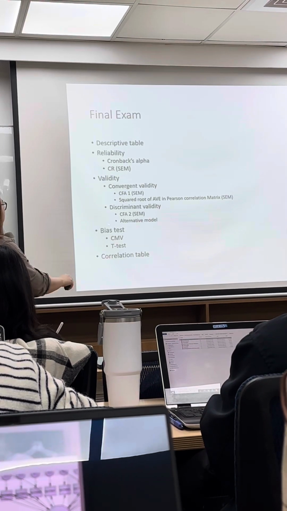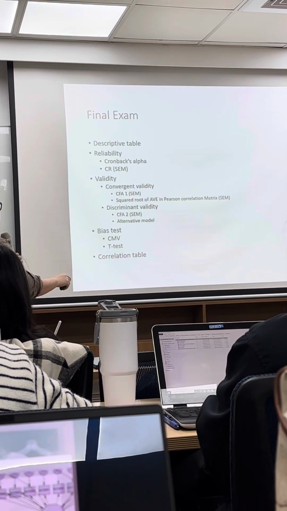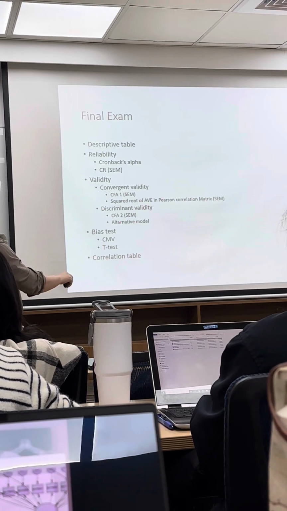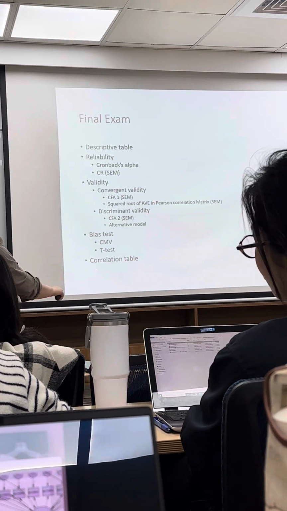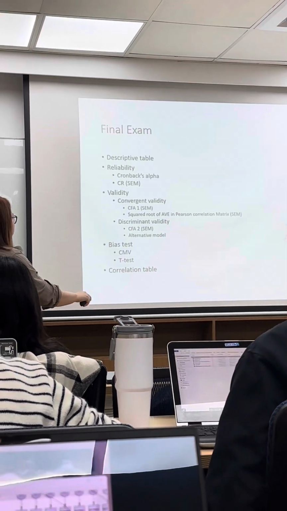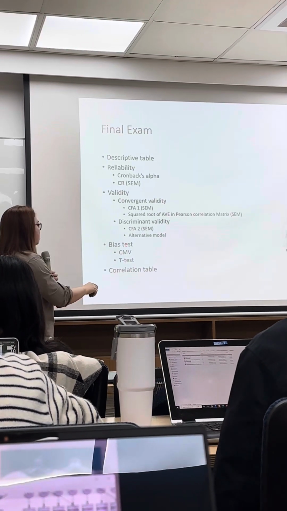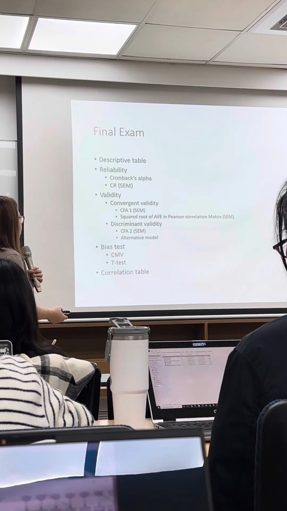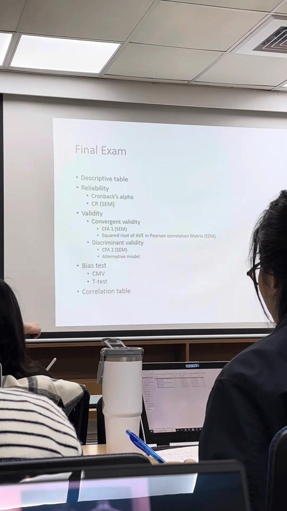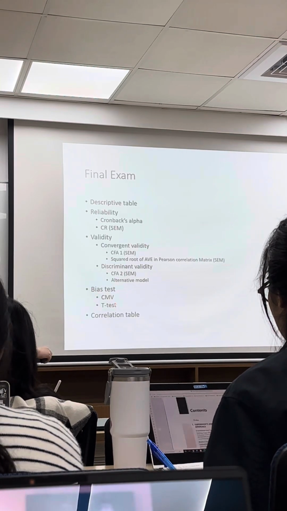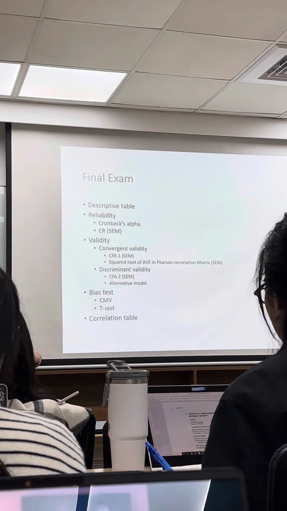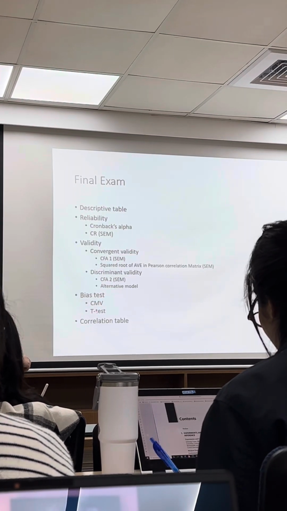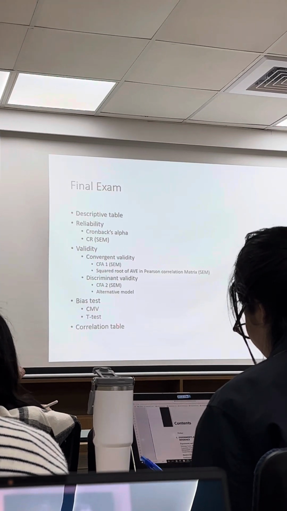The second one will be validity, because validity is quite a big question since it has two sub-validities here, so you have to understand them. Finally, normally they will go together, the bias test and the correlation table. Bias is quite simple, straight to the point. Sometimes we try to understand whether our data have a lot of bias. Remember, if we know our data have a problem with bias, we cannot solve it with this kind of test.